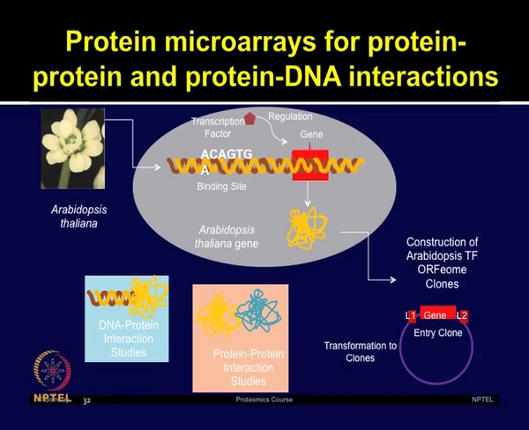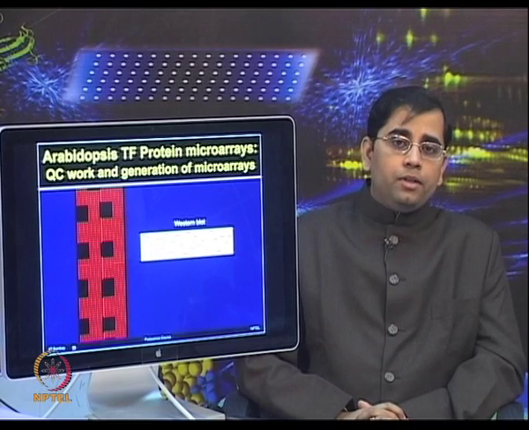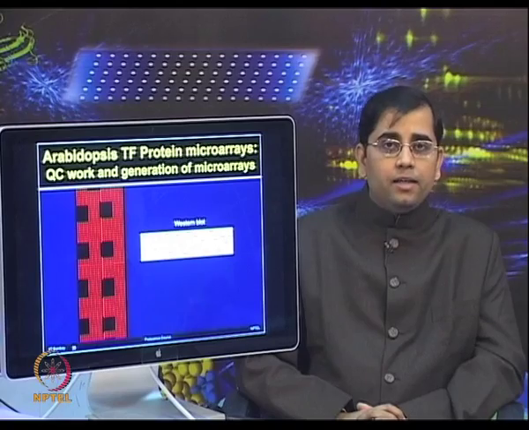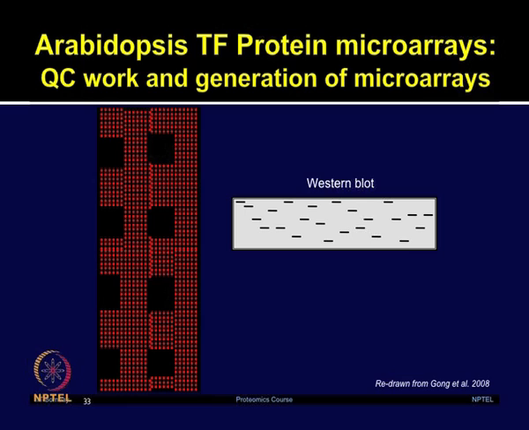and DNA-protein interactions. This slide shows you the Arabidopsis transcription factor protein microarrays. The left side is used as a quality control check to show that all the proteins are expressing well on the chip surface. The authors used the anti-His antibody because all these clones contain the His tag, and the right side shows the Western blot image because they wanted to first QC each of the clones expressing the protein.